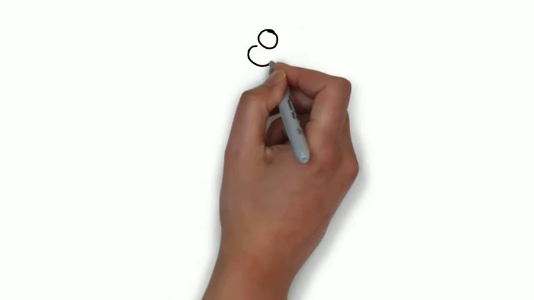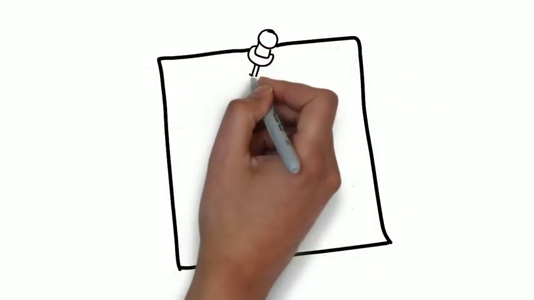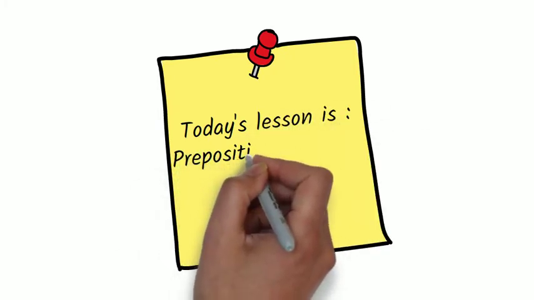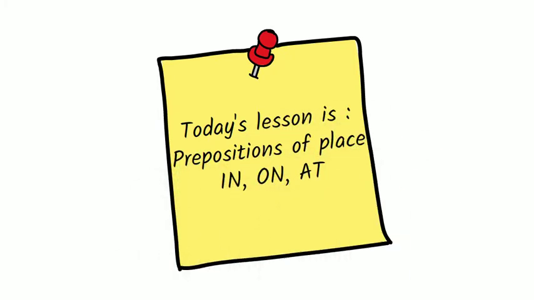So today's lesson is about prepositions of place, يعني ظروف المكان باللغة الإنجليزية. In, on, at.